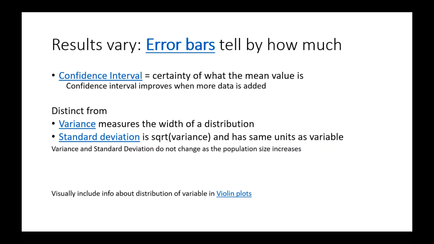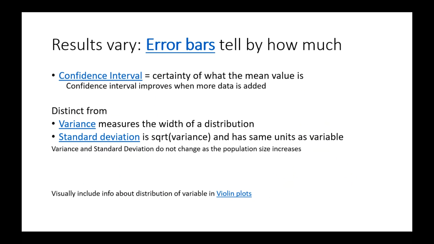A confidence interval is the error bar that you typically put on a bar chart. That's telling you how certain we are about the average outcome. So the more trials we do, the more certain we'll be about the outcome. So you can change your confidence level by doing more trials. That's a relatively straightforward discussion, I think.